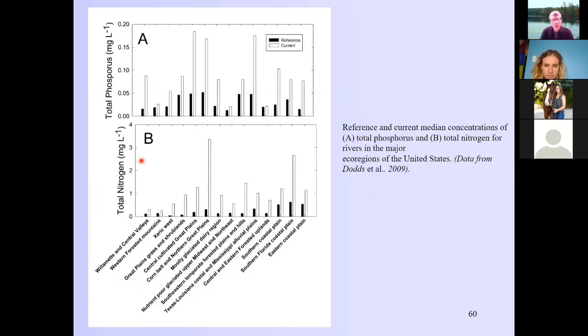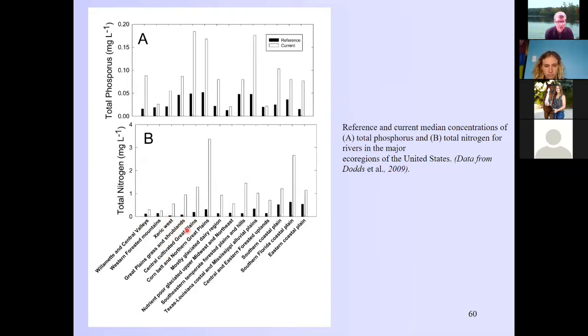So then we can think about what nutrient concentrations are in natural waters. And this is a bar graph, and there's total phosphorus under A and total nitrogen under B. And it's got the United States divided up into what are called nutrient ecoregions, areas that naturally have similar nutrient concentrations and vary from the other ones around them. So we can see Willamette and Central Valleys is up in Oregon and Washington some. Western forested mountains are throughout the West, where the forest, the dry West, Great Plains sits just to the west of us, north and south.